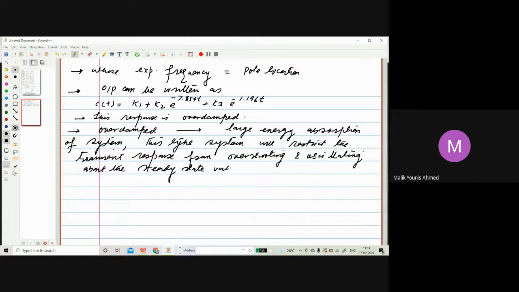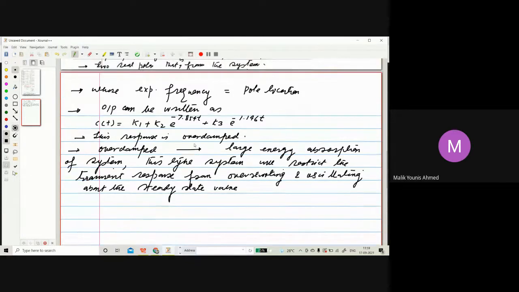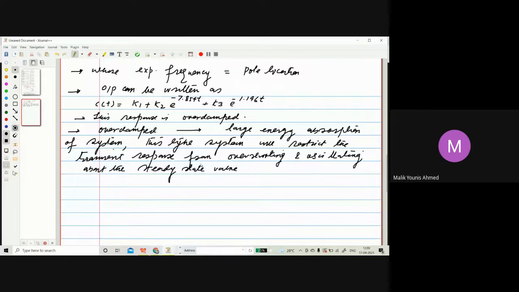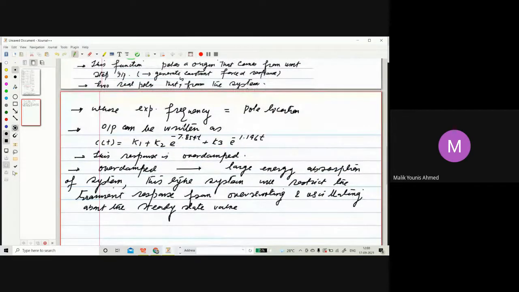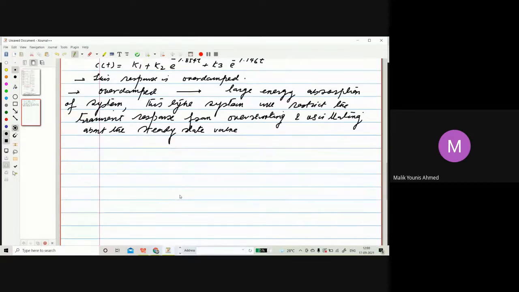So when we have this type of response, where we have one pole from the origin, from that we will get a constant forced response, and then we have two natural exponential responses from the system poles. Then in that case, this type of system will restrict the transient response from overshooting, going above the steady state value, and also it will not allow it to oscillate about the steady state value for the step input, because we are talking about the step input.